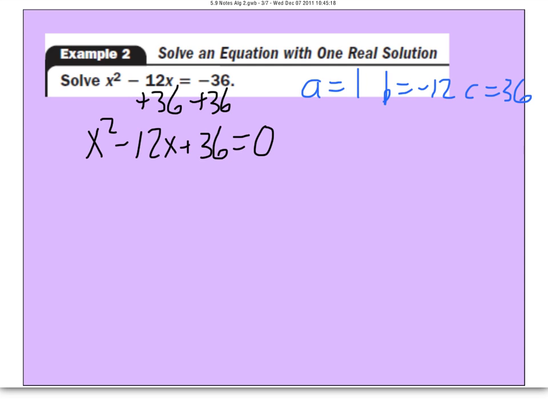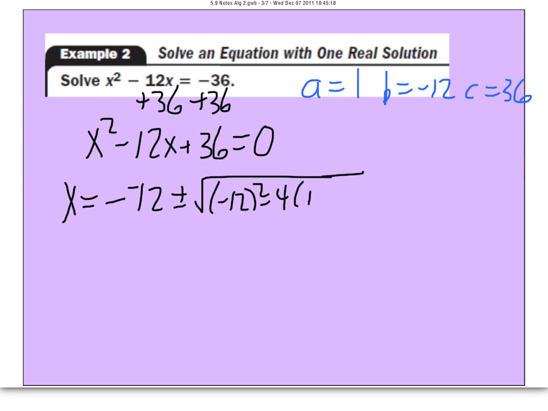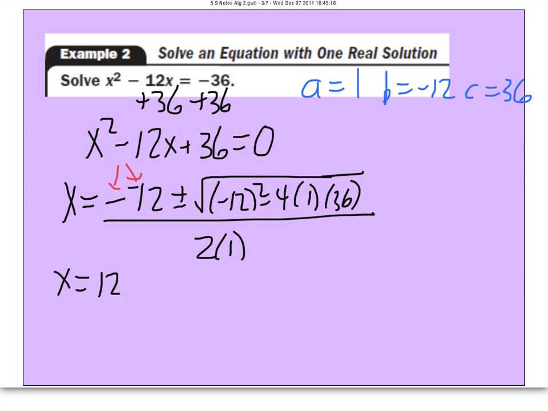And let's set it up. So it goes x equals negative b, in this case negative 12, plus or minus the square root of b squared minus 4ac, all over 2a, which is 2 times 1. Now to simplify, be careful. This negative and negative makes it a positive, so it becomes x equals positive 12, plus or minus the square root of negative 12 squared, which is negative 12 times negative 12, or 144.